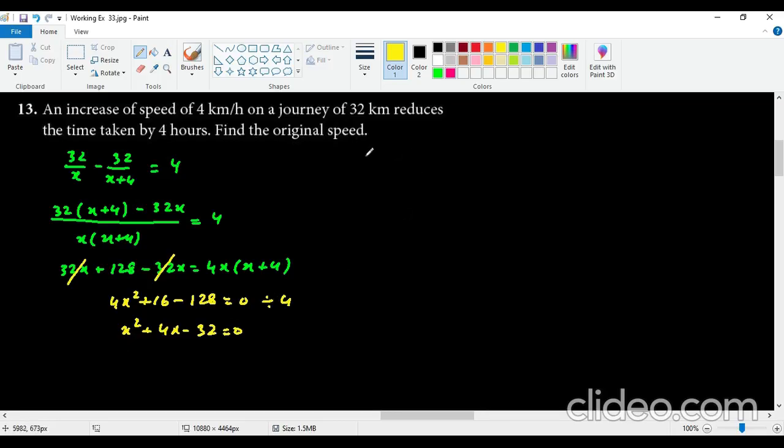x squared minus 4x, 4 times 8 is 32, and plus 8x minus 32. We can see common in the first and second, x minus 4, copy down the bracket as it is, and plus 8 is going to be here. So x plus 8 is one factor and x minus 4 is another factor.